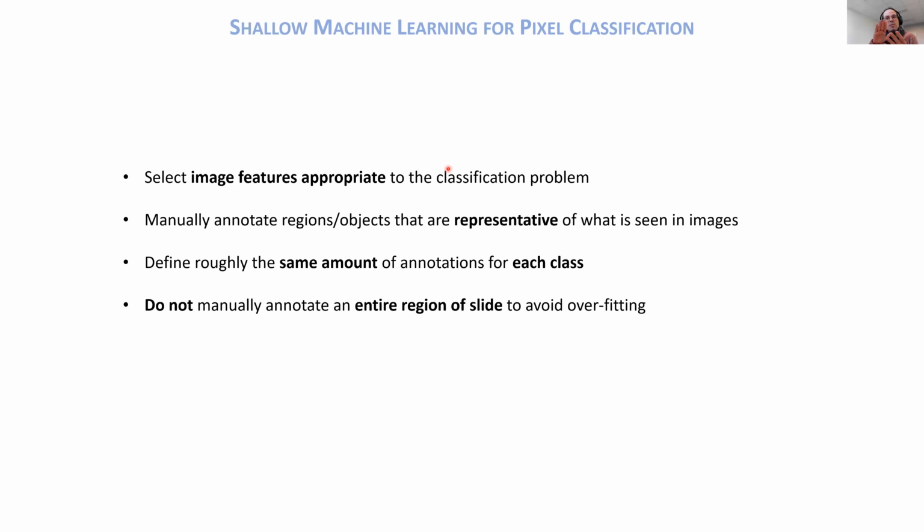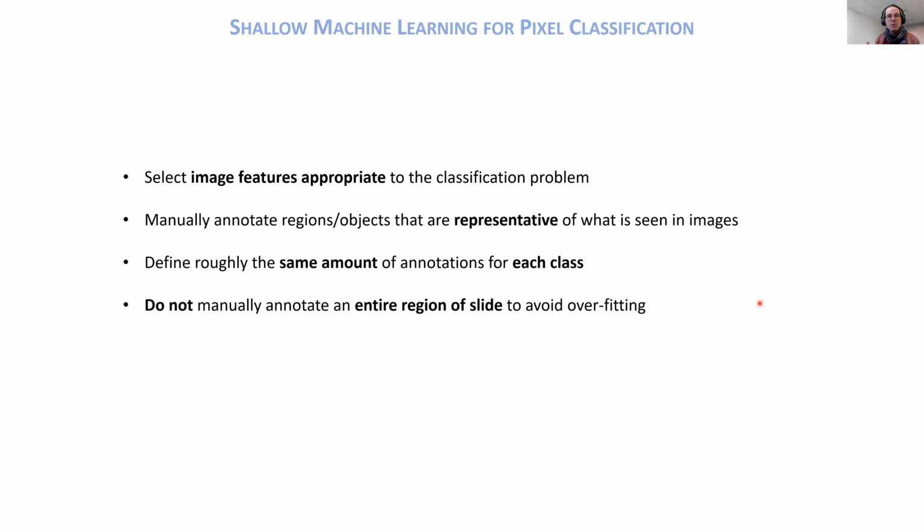You need to zoom out to have context. And that's exactly how it works with machine learning. So it's important to have image features, good image features that are suited to your problem at several resolutions. Then it's also important to annotate regions that are representative of what you're going to have in your images.